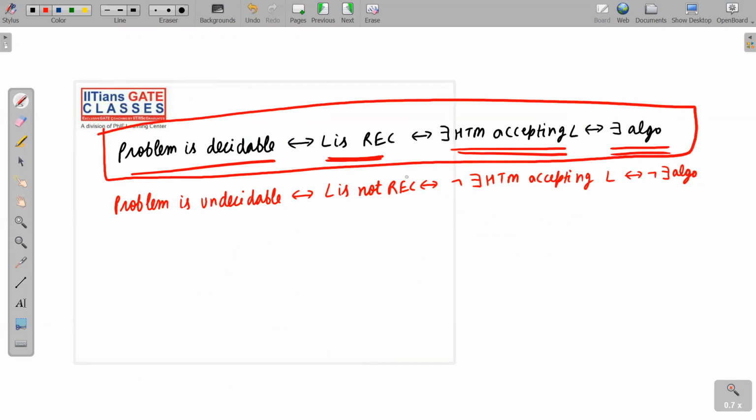So when can we say a problem is decidable? If L is REC, or there is a halting Turing machine accepting L, or there is an algorithm. Next, when can you say a problem is undecidable? When L is not REC. That's it. L is not REC, or there is no halting Turing machine accepting L, or there is no algorithm. That's it. Then you will say the problem is undecidable. Please note it down carefully.